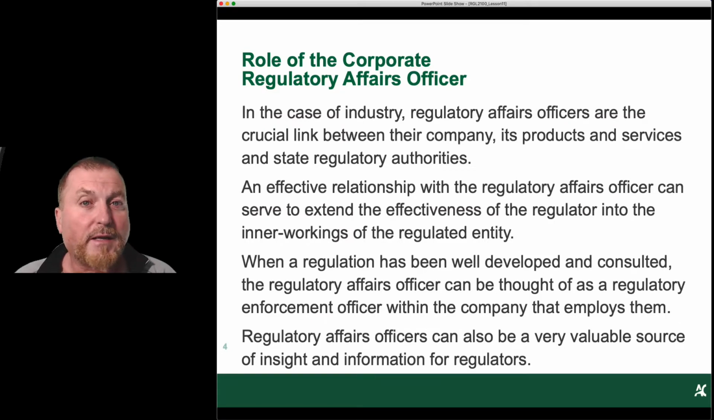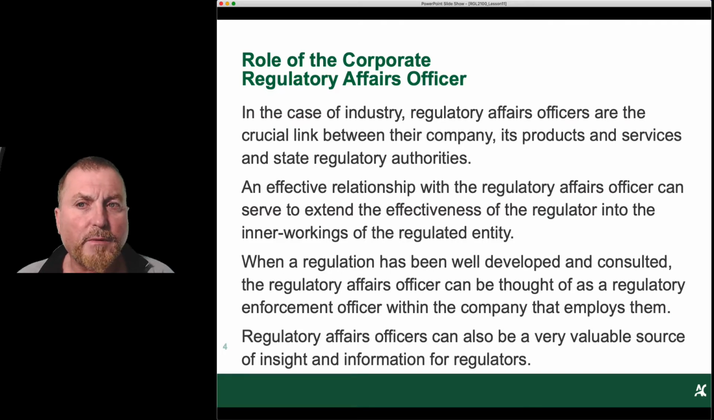Because the regulators can't be there, the regulatory affairs officer is there. They're the one that will chase down information and pursue compliance where there may be difficulties. And so the regulator has a great deal of interest in supporting the regulatory affairs officer if they're deemed to be working to bring the company into compliance, right?